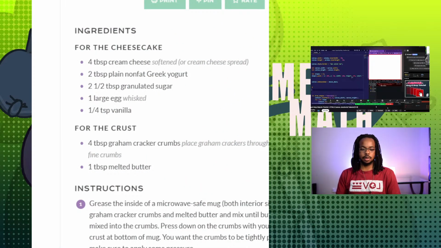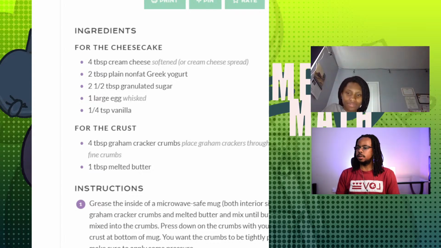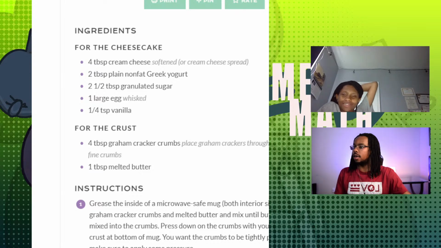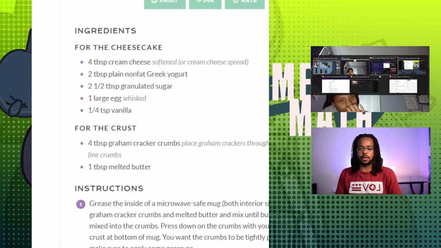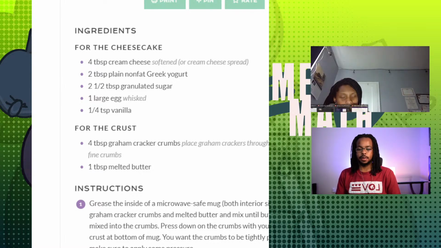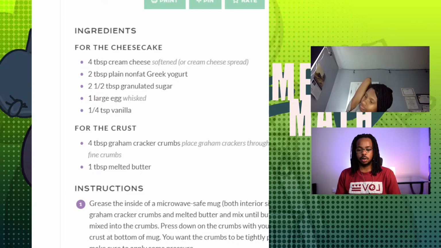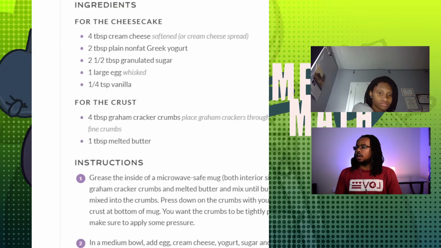Oh wait, I don't think our screen went back. You were seeing my coding practice. Don't worry about that. Come on, Jimmy, you got this. We're gonna keep it moving.